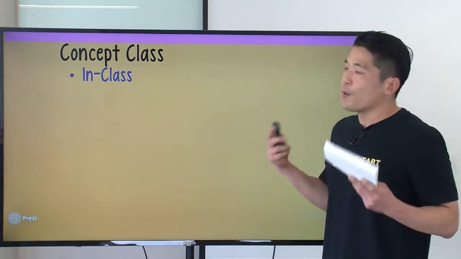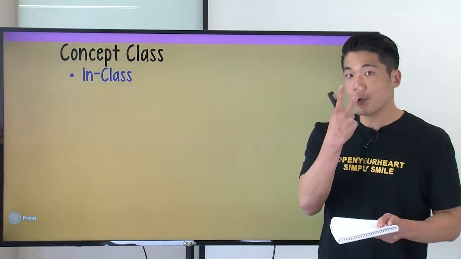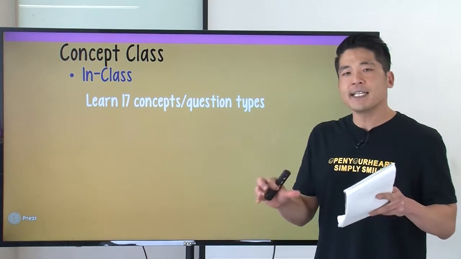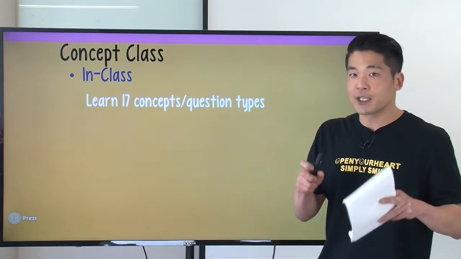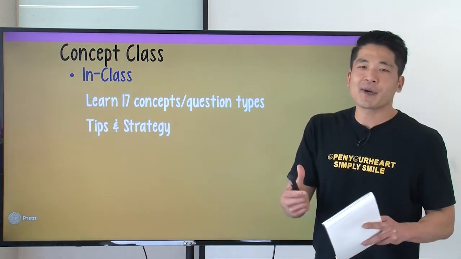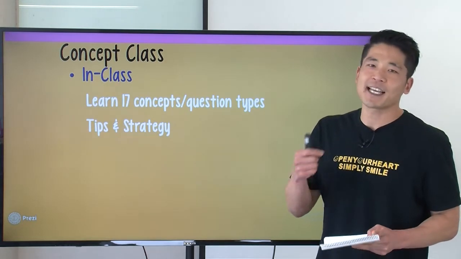So for the in-class work, students will mainly be learning in two main ways. The first thing is they're going to be learning about the 17 different concepts and question types that are asked on the ACT English test. And secondly, I'll also be teaching these students a lot of the tips and strategies for how to become a better test taker.